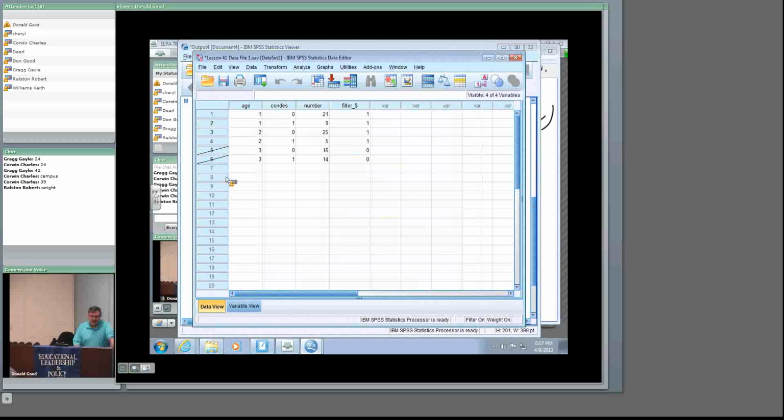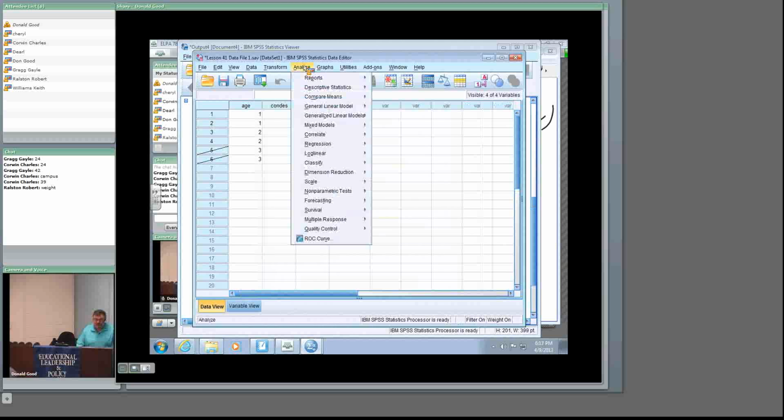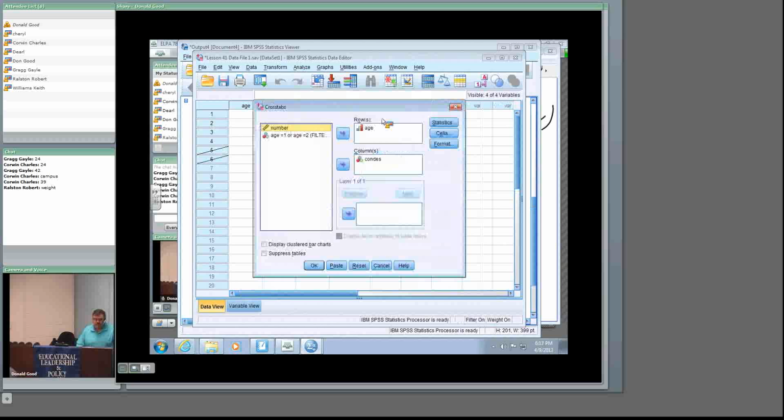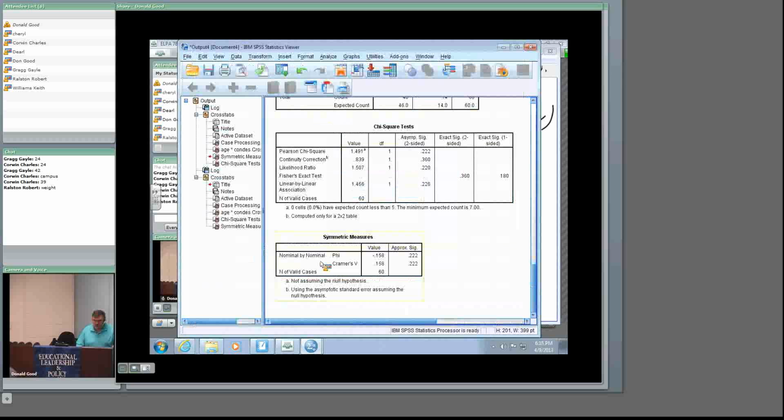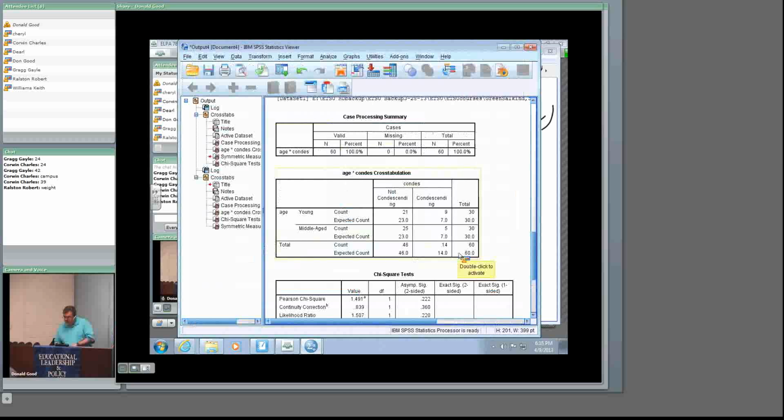So I'm going to go to, same thing, analyze, descriptives, crosstabs. Everything else is in place. I don't have to put anything else there. I'm just ready to click OK. So is there a significance between the condescension of young and middle-aged?